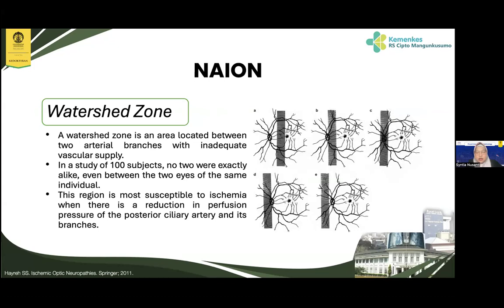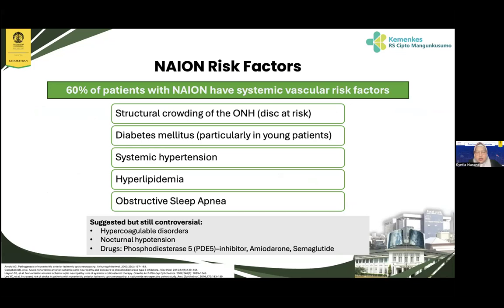artery and its branches. So the most important thing about non-arteritic ischemic optic neuropathy is the risk factor, because this is the one that we can modify. 60% of patients with NAION have systemic vascular risk factors. The first one is structural crowding of the optic nerve, then diabetes mellitus, systemic hypertension, hyperlipidemia, and obstructive sleep apnea. But some risk factors are still controversial, like hypercoagulable disorder, nocturnal hypertension, and some drugs: the PDE5 inhibitors, amiodarone, and semaglutide.